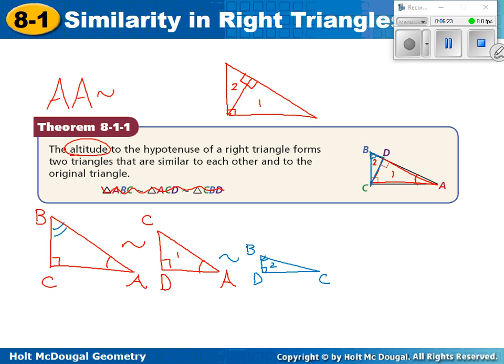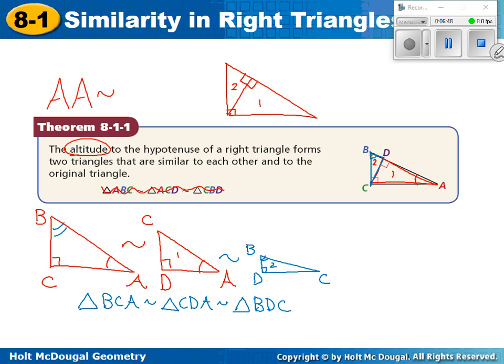So then to write this similarity statement, we can come back to our big triangle. Triangle BCA is similar to triangle... How would we name the next one? CDA, which is similar to triangle BDC.